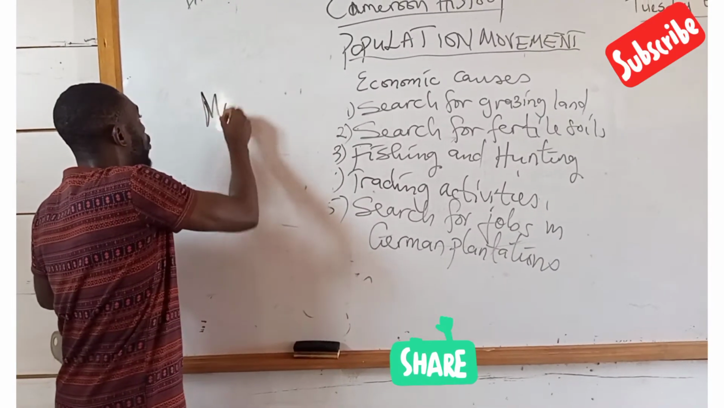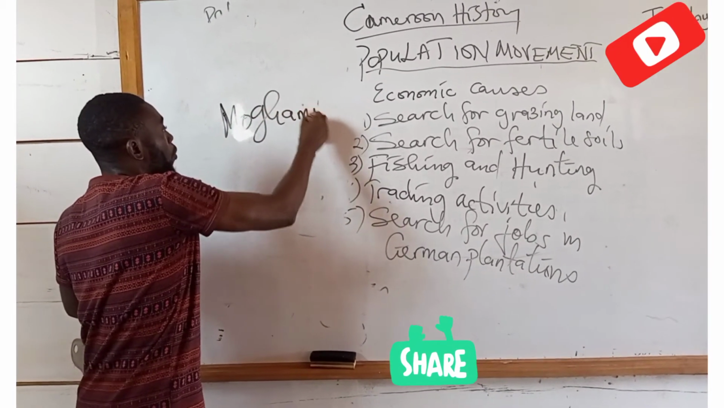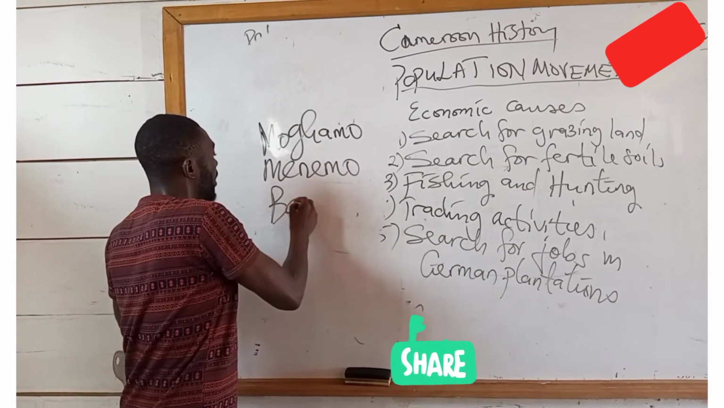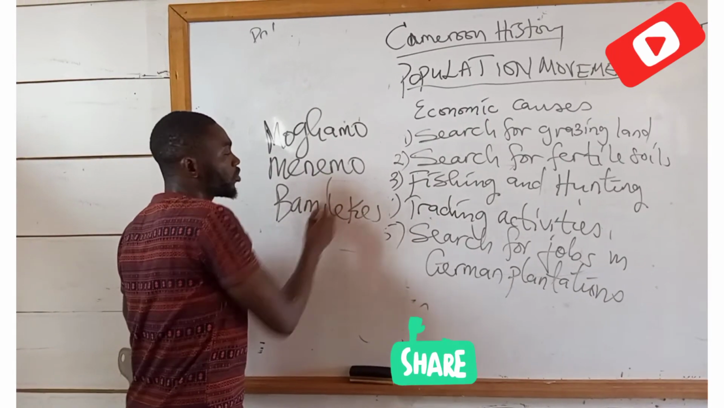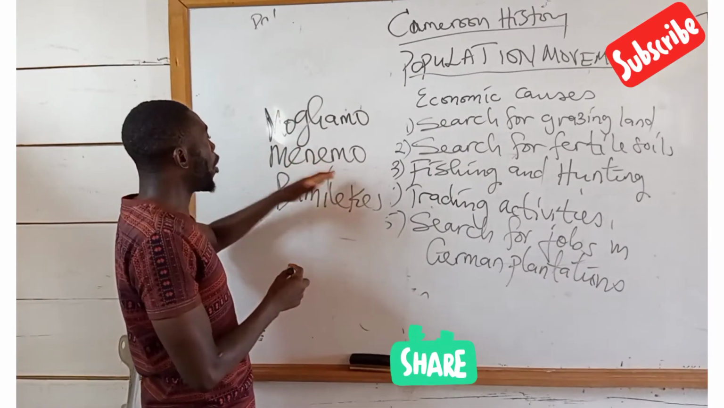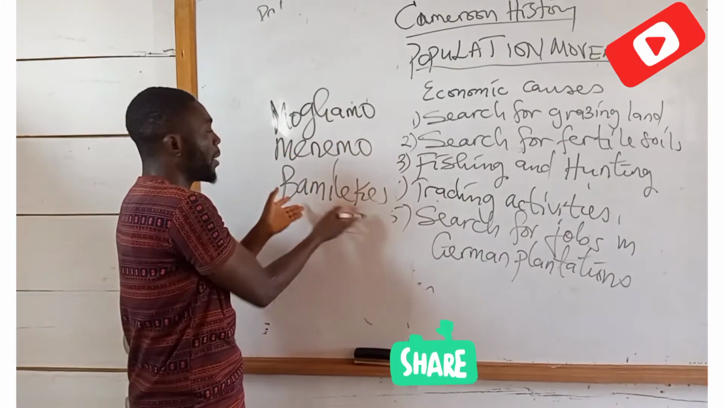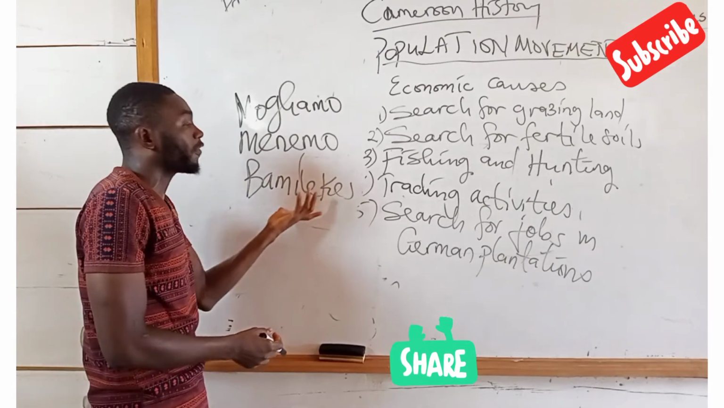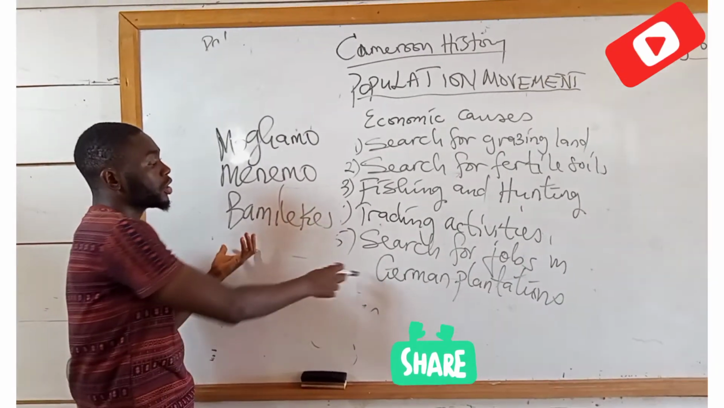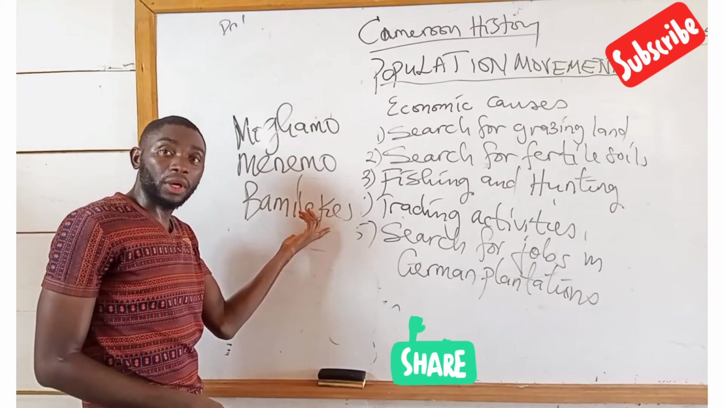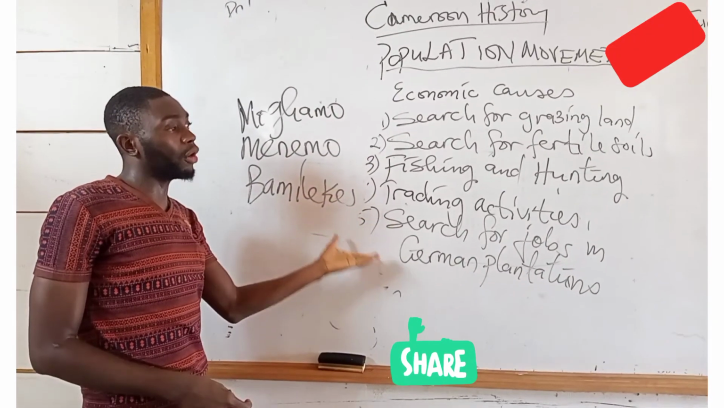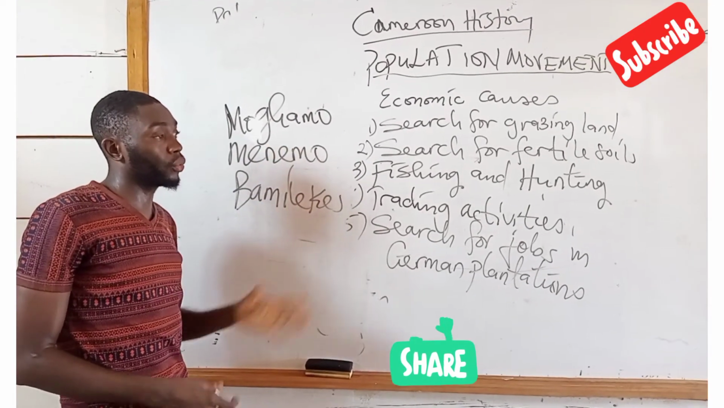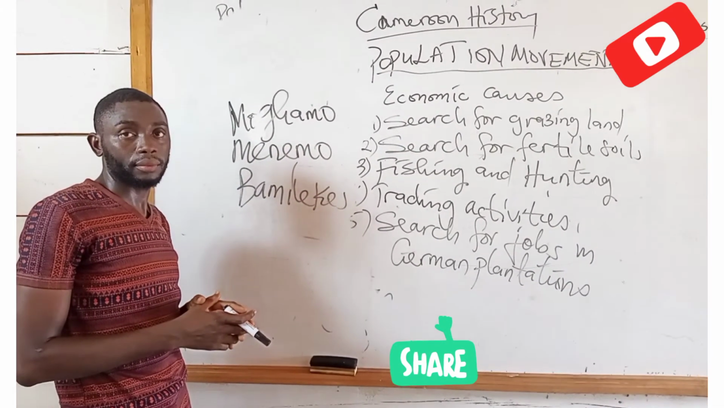We have the Mohamo, the Menomo, and the Bamilekes, which were examples of tribes that migrated. Mohamo and Menomo are in the grass field, and Bamileke in the western grass field. These are tribes that moved to the coastal regions of Cameroon in the 19th century because they needed to work in the German plantations. So, those are some of the economic reasons why people migrated in 19th century Cameroon, with their examples.